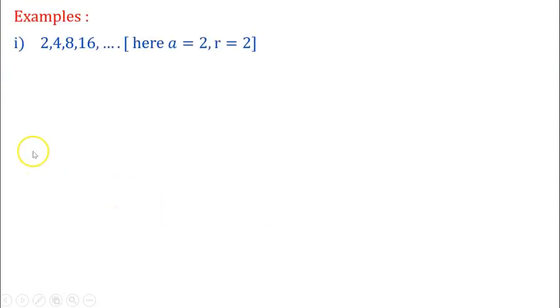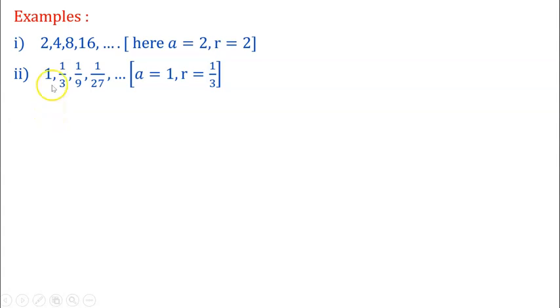Examples. See, this is the first example: 2, 4, 8, 16. Here the first term is A, that is A equals 2. Now what is the common ratio? That is 4 upon 2, then you will get R equals 2. 8 upon 4, you will get again R equals 2. 16 upon 8, R equals 2. Okay, and here the first term A is 2 and the common ratio R equals 2.